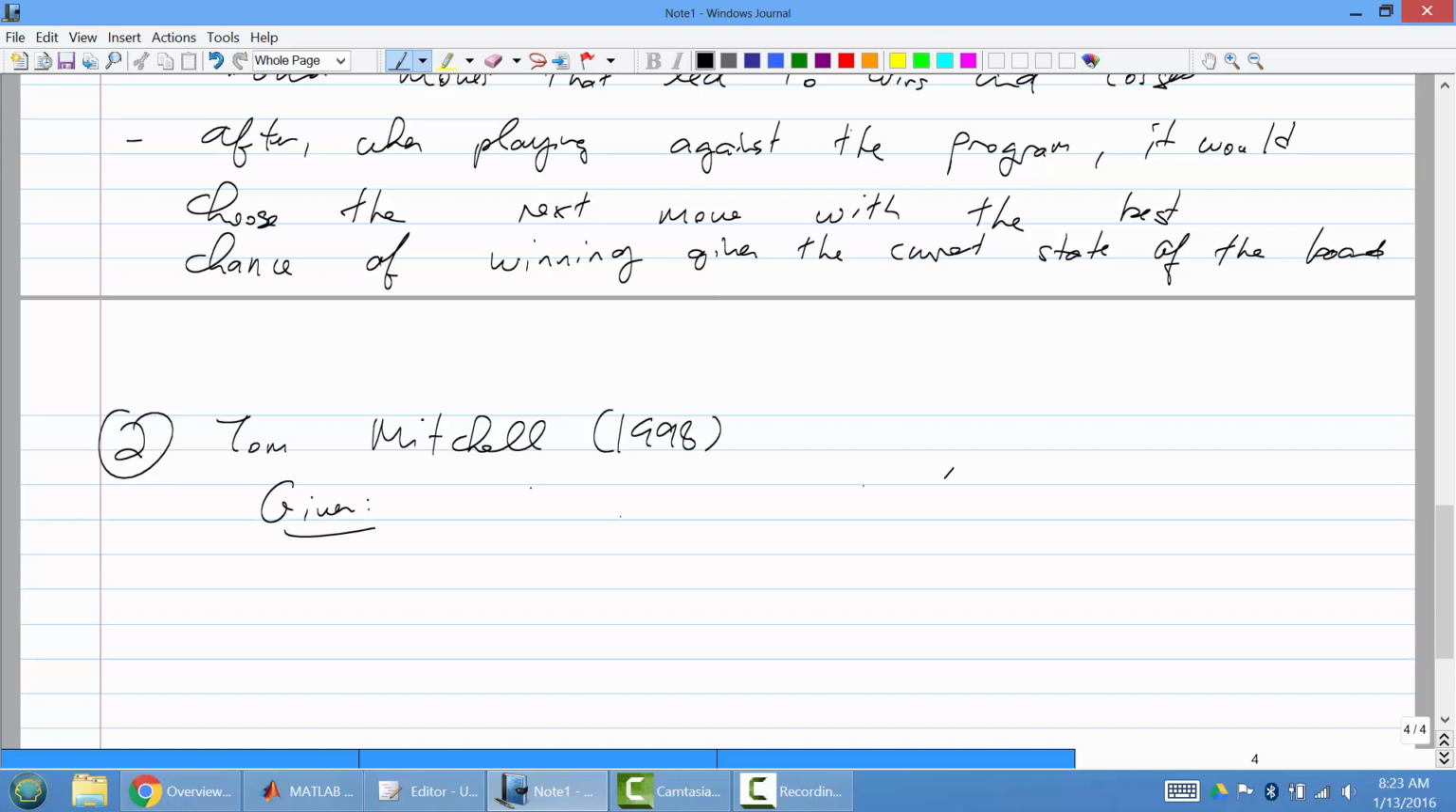Okay, so given an experience, I'm going to call it E. So E, right? And then a task. That task is T. And finally, a performance measure.